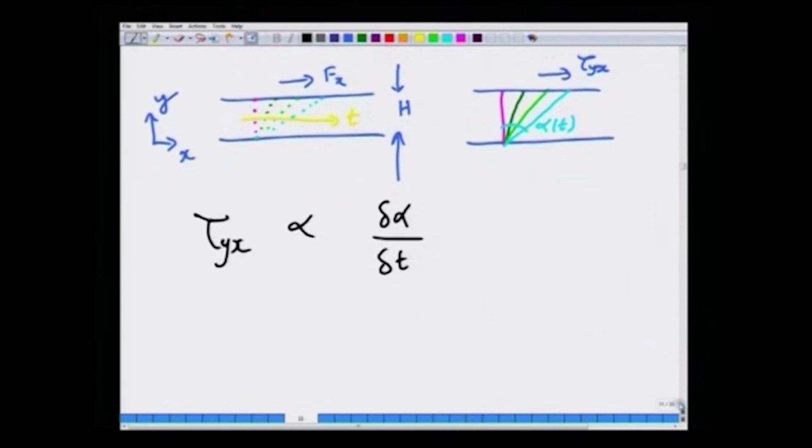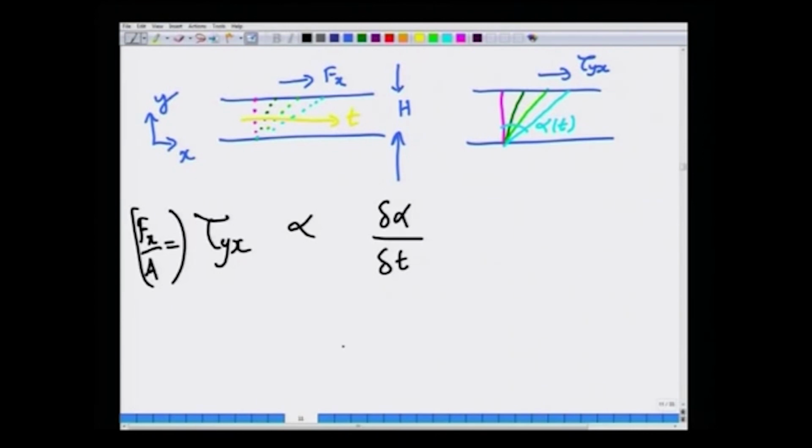If you increase the stress, then the fluid will deform more quickly, while if you decrease the stress, the fluid will deform more slowly. So, the stress is not proportional to the deformation itself, but it is proportional to the rate at which the fluid deforms, and the rate of deformation is simply delta alpha by delta t, the rate at which the angle is going to change with time. So, tau y x is nothing but F x divided by A.